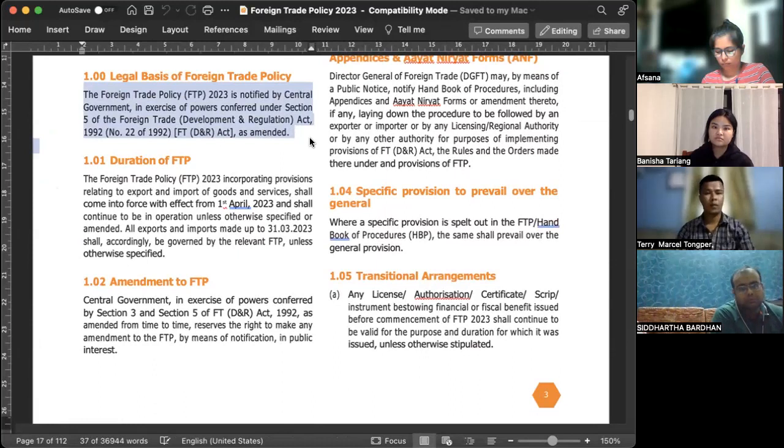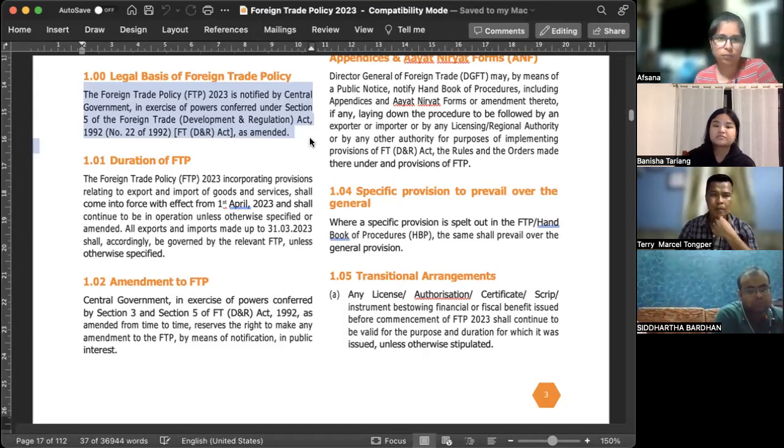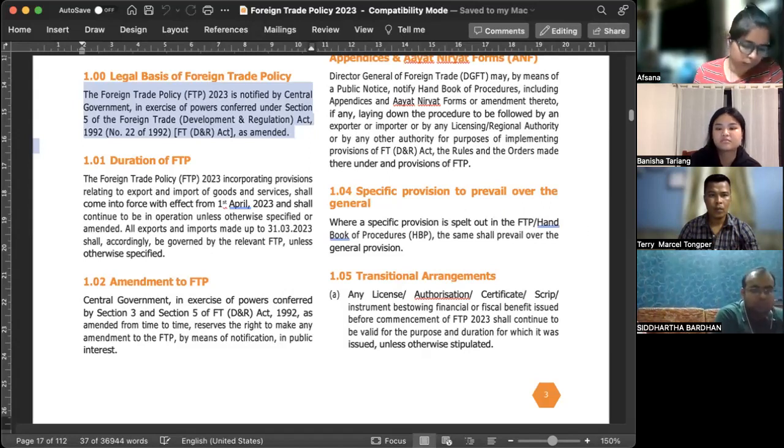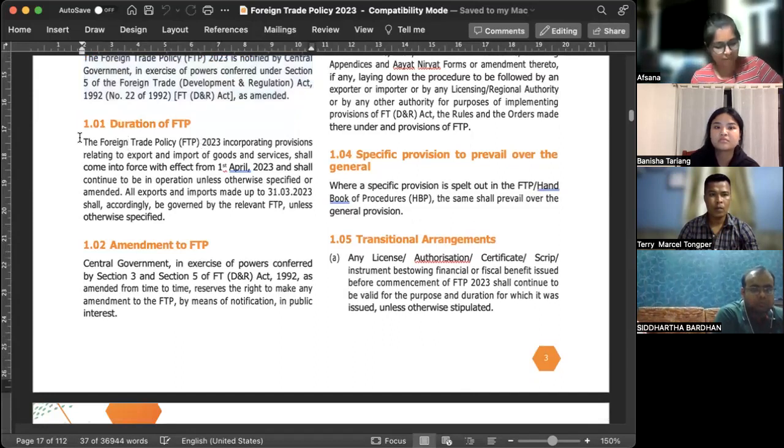Any clarification required in point number 1? Apsana, Banisha, Terry, any question on point number 1? Actually, there is nothing to ask. This we have already done. This is an important point, point number 1.